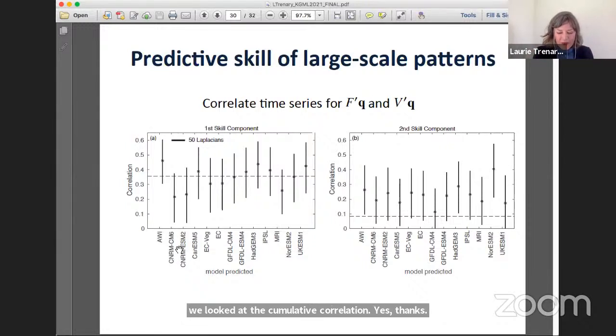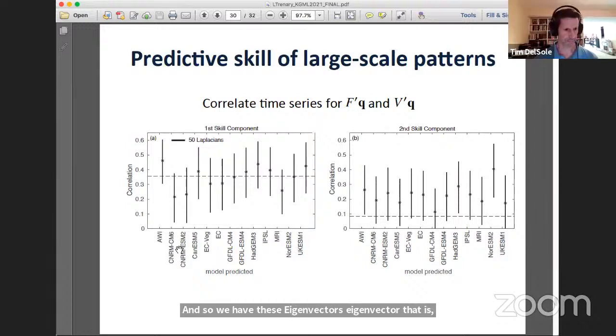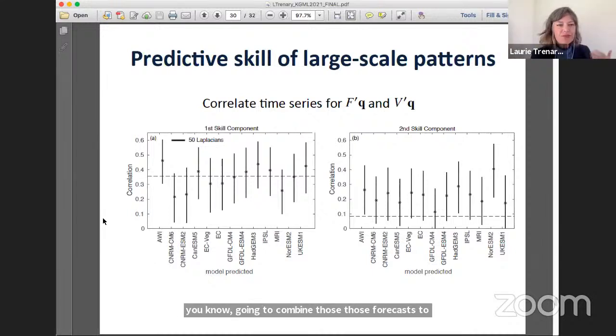Now we've found this large scale pattern that's predictable. And essentially when we do this eigen decomposition, it's effectively filtering the noise and isolating that predictable structure. So we have this eigenvector that is going to combine those forecasts to give us that predictable feature. We can apply it to observations and correlate the forecast. So we're trying to see if the forecast is predicting that large scale pattern. Is that what those individual grid point forecasts are trying to do?